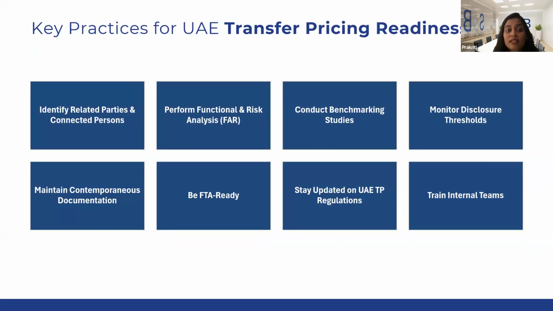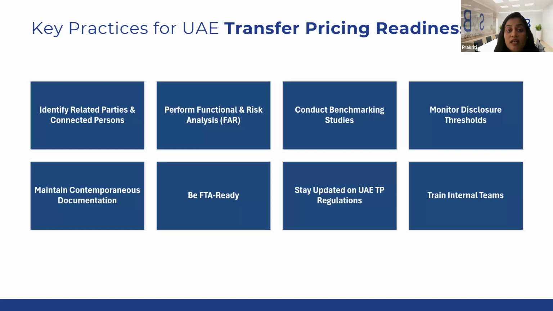So now when we say that a lot is required to be done in terms of transfer pricing, to sum up, the key areas of emphasis at this point in time will be to identify the related parties, to identify the connected persons. So in case there are any transactions with them, identify them and look at that from the lens of Article 35 and Article 36.